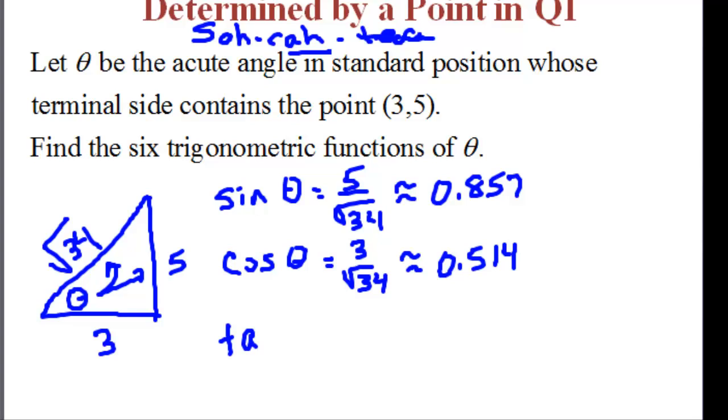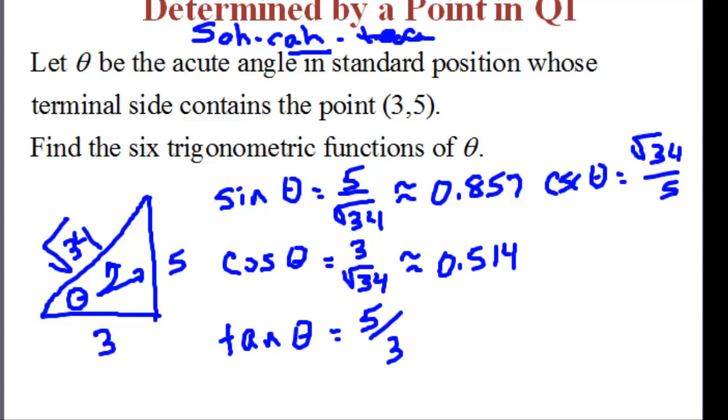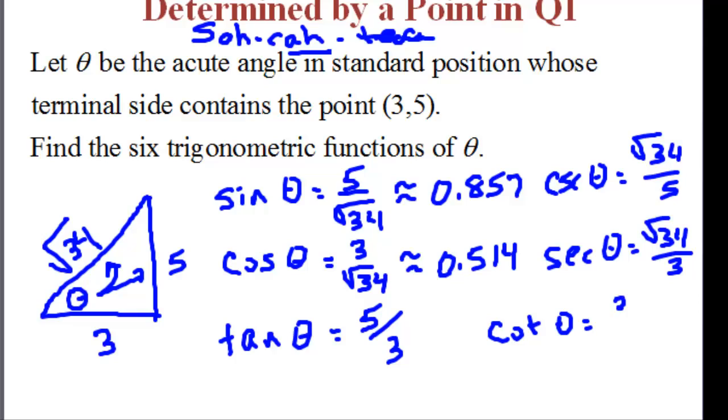So tangent of theta, tangent is opposite over adjacent, so that's going to be 5 over 3. That's the first 3. The second 3 are going to be the reciprocals. So cosecant is going to be square root of 34 over 5. Secant theta is square root of 34 over 3. And cotangent of theta is 3 over 5.